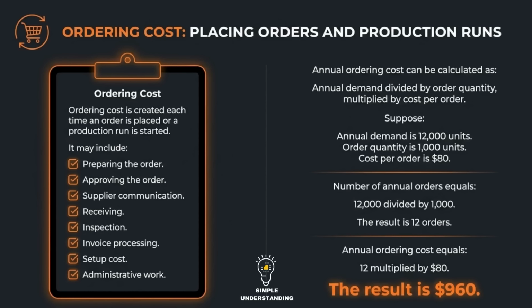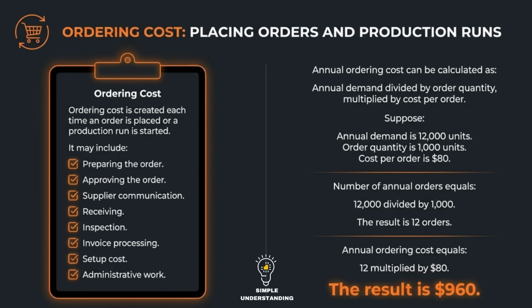Ordering cost. Ordering cost is created each time an order is placed or a production run is started. It may include preparing the order, approving the order, supplier communication, receiving, inspection, invoice processing, setup, administrative work. Annual ordering cost can be calculated as annual demand divided by order quantity multiplied by cost per order.